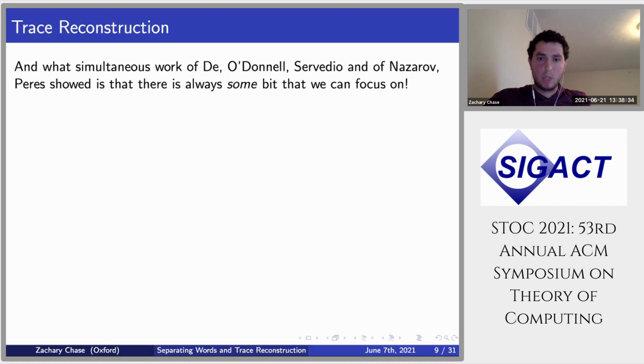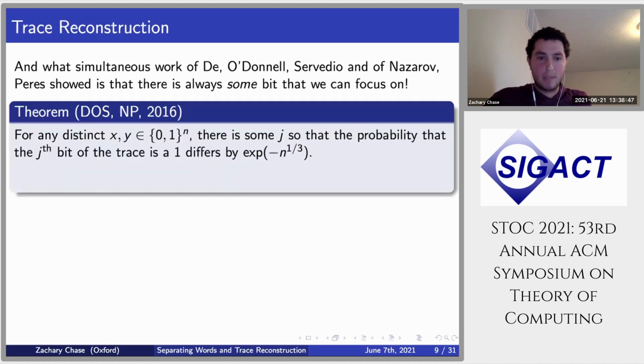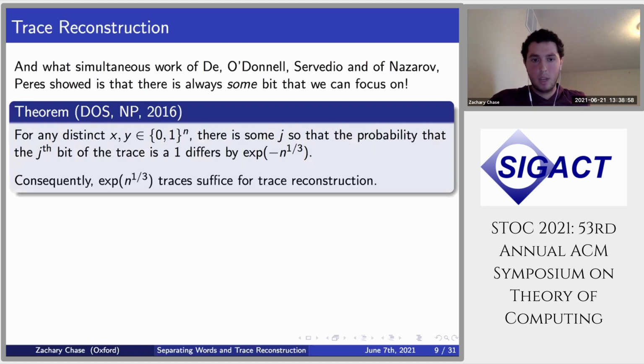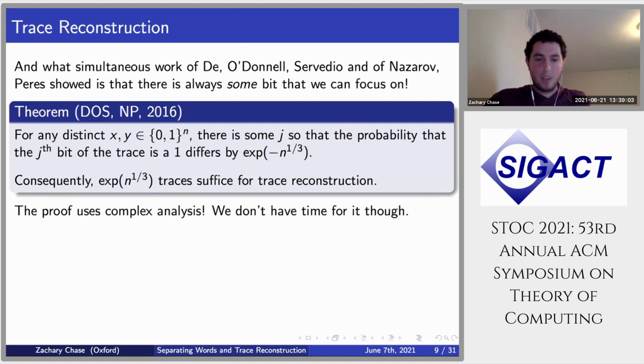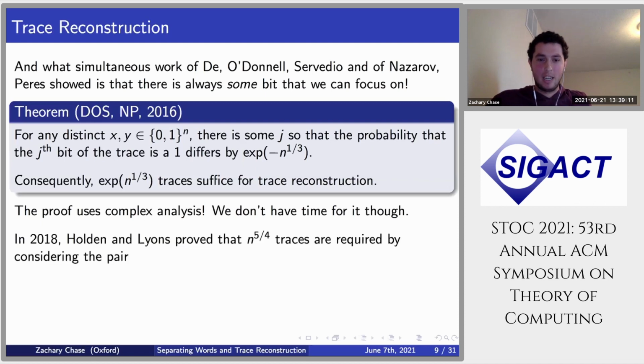And what simultaneous work of De, Odonnell, Servedio and of Nazarov, Peres showed is that there's always some bit that you can focus on. This kind of algorithm of focusing on only one bit always works in a good way. Their theorem is that for any distinct x and y of length n, there is some index j so that the probability that the jth bit of the trace is a 1 differs additively by e to the minus cube root of n. Consequently, e to the cube root of n traces suffice for trace reconstruction. The proof uses complex analysis and analyzing Littlewood polynomials near 1. It's really cool, but we won't have time for it.